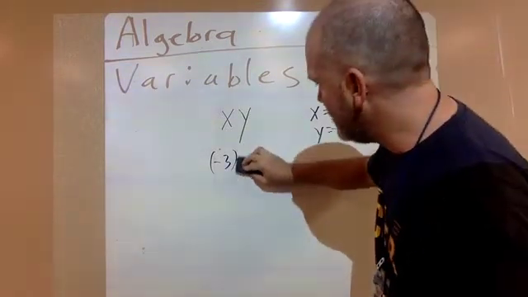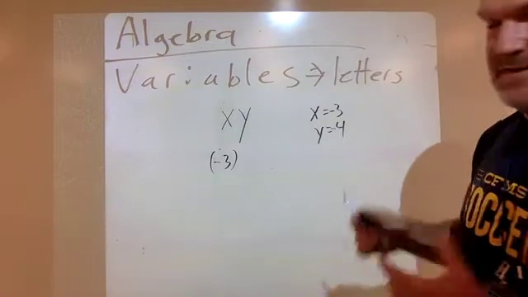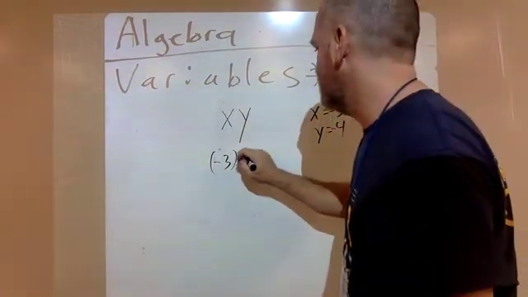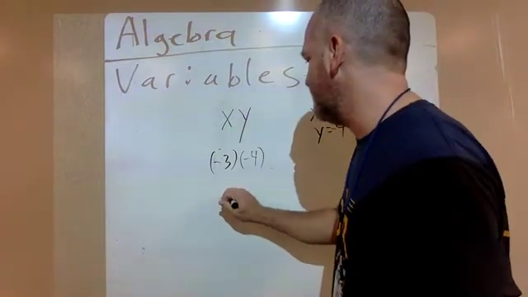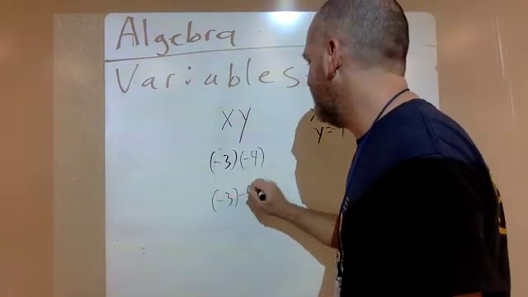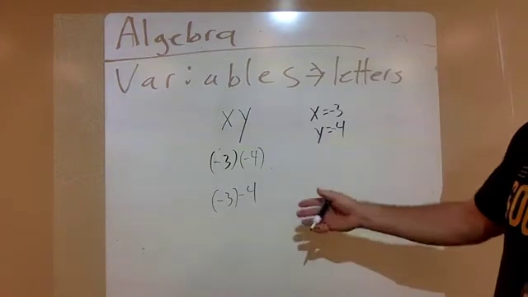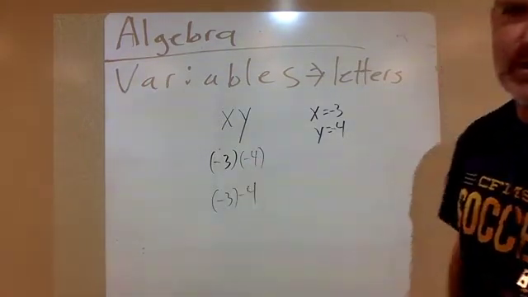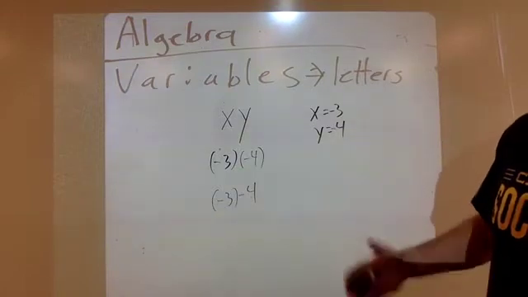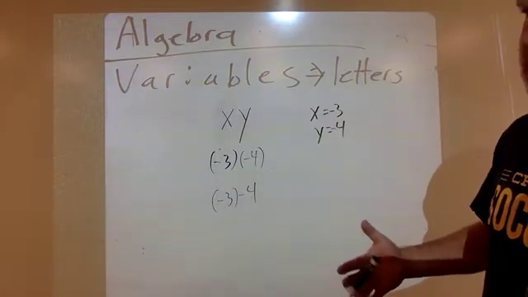So if you want your 4 to be negative, you got to put the negative inside the parenthesis. Okay? So this would be negative 3 times negative 4. If you write it like this, negative 3 and negative 4, that's actually negative 3 minus 4. This is a subtraction problem. That's a multiplication problem.